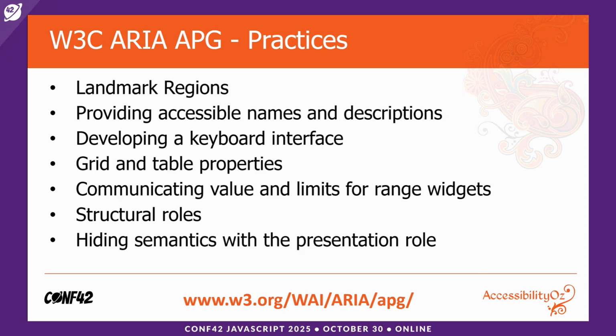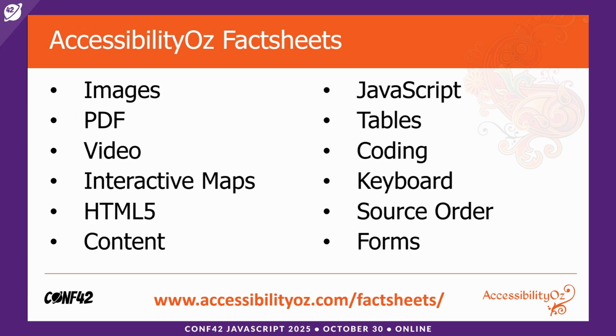The Authoring Practice Guide also has a Practices section, which has information on landmark regions, providing accessible names and descriptions, developing a keyboard interface, grid and table properties, communicating value and limits for range widgets, structural roles, and hiding semantics with the presentation role. All that information is available at www.w3.org/APG.